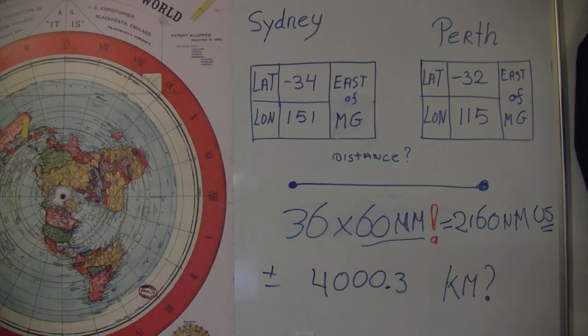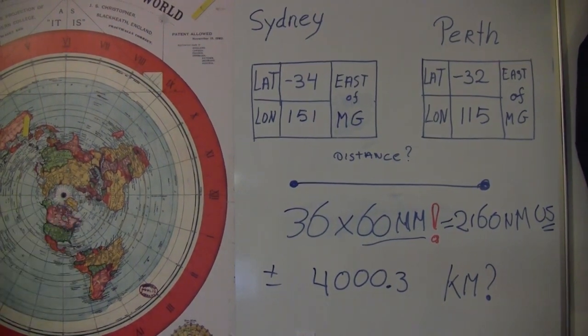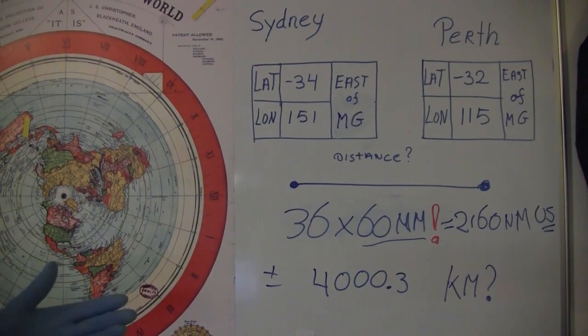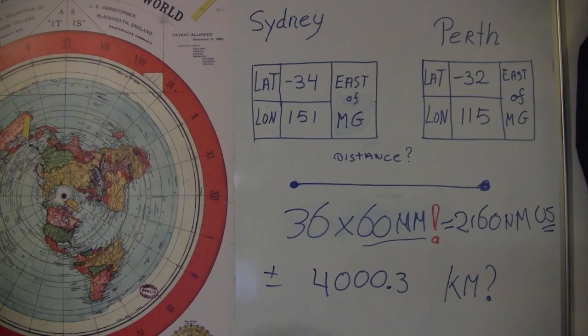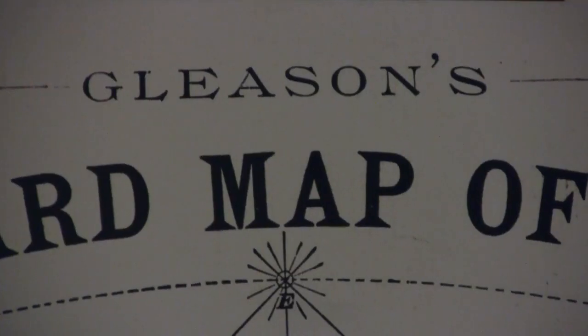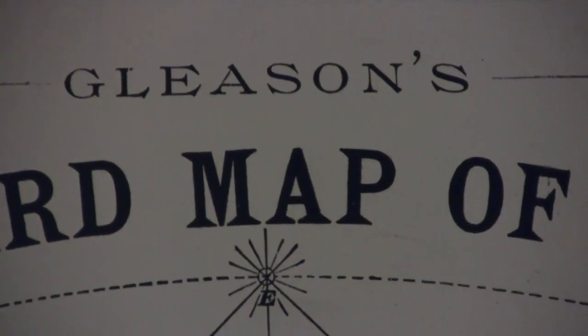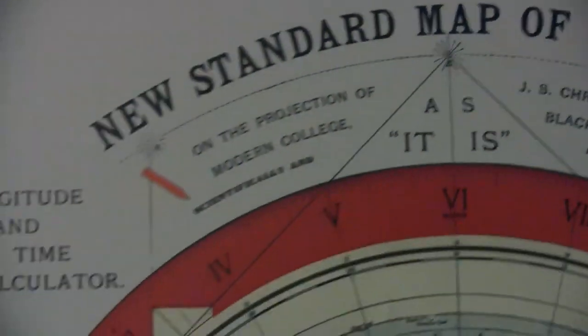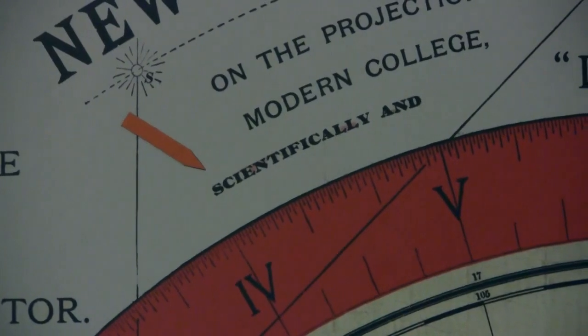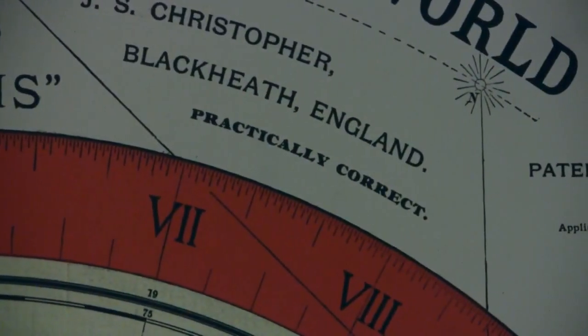So the total distance between Sydney and Perth is 2,160 nautical miles, and we need a modern conversion to convert it to kilometers, and that's approximately 4,000 kilometers. So I hope I answered the question, and I have to say the Gleason's map is scientifically and practically correct.